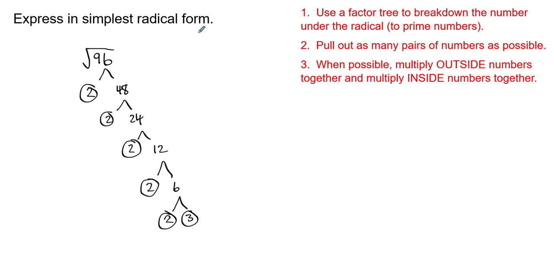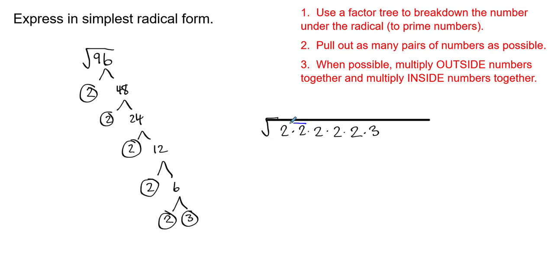Let's take all the primes and put them underneath the radical. And I'm just going to move it over here. I've got a little bit more room here. Okay, so I've got 1, 2, 3, 4, 5 2's, and then it looks like I have a lone or solitary 3.